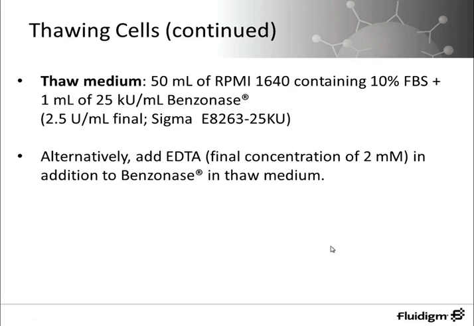In case that does occur, it's important that the thawing medium that you use contains some type of DNase, and we use benzonase. And also, in some cases, people like to add in EDTA, which also helps prevent clumping of the cells.